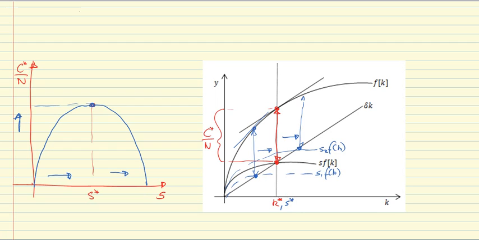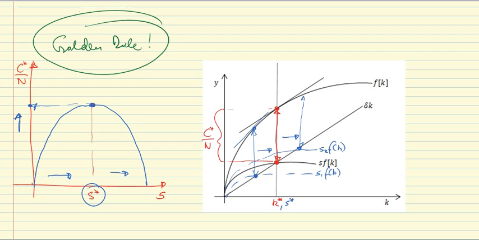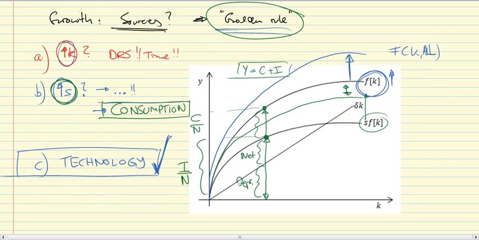So we have this quadratic relationship here, this inverted U, which means that there exists an optimal level of savings that provides the highest possible level of steady state consumption per capita, and that is what we call golden rule growth. That is the magical golden rule growth. Now, let's just flip back to our first slide here.